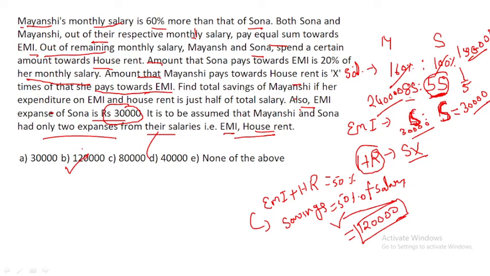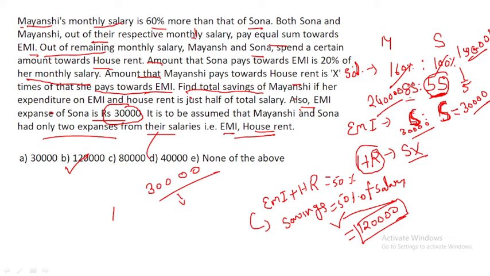So is there any other way, right? We have solved this by the basic method. We analyze each and every data. So what are they asking at the end? We have to analyze that. As I told you, whenever these kinds of questions come, just focus on what they are asking. Find the total savings of Mayanshi. Is there any amount given? Yes, only one: the expense of Sona's EMI, that is 30,000. And this will help us because this is the only amount which is given.